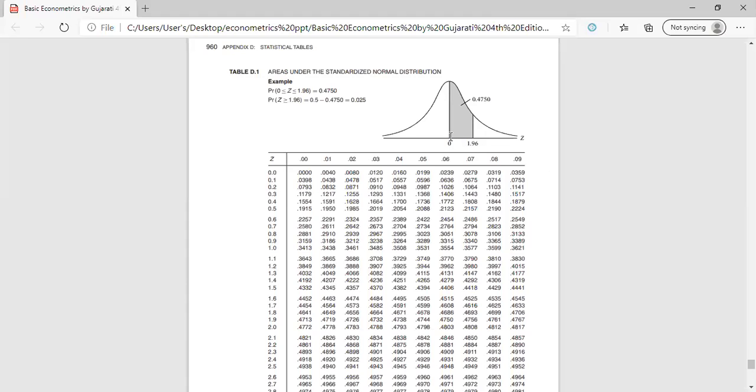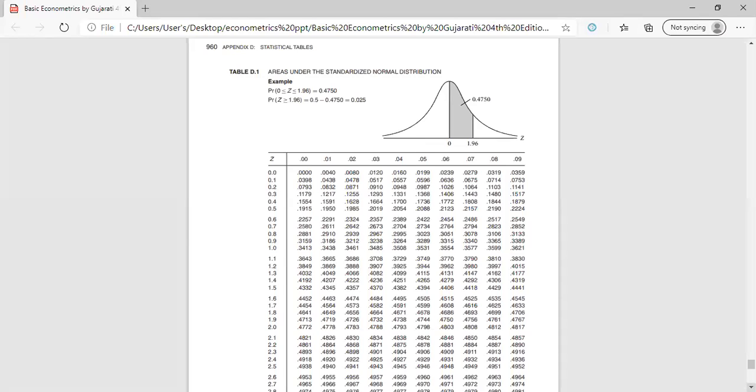At this point the distribution is equally divided into two parts. 0.5 probability on this side, 0.5 probability on the left side, and a perfectly symmetric distribution. For any point to the right, like 1.96, and at equal distance there is minus 1.96, obviously the area under 0 to minus 1.96 is exactly the same as the area under 0 to 1.96. That's the perfect symmetry of the normal distribution.